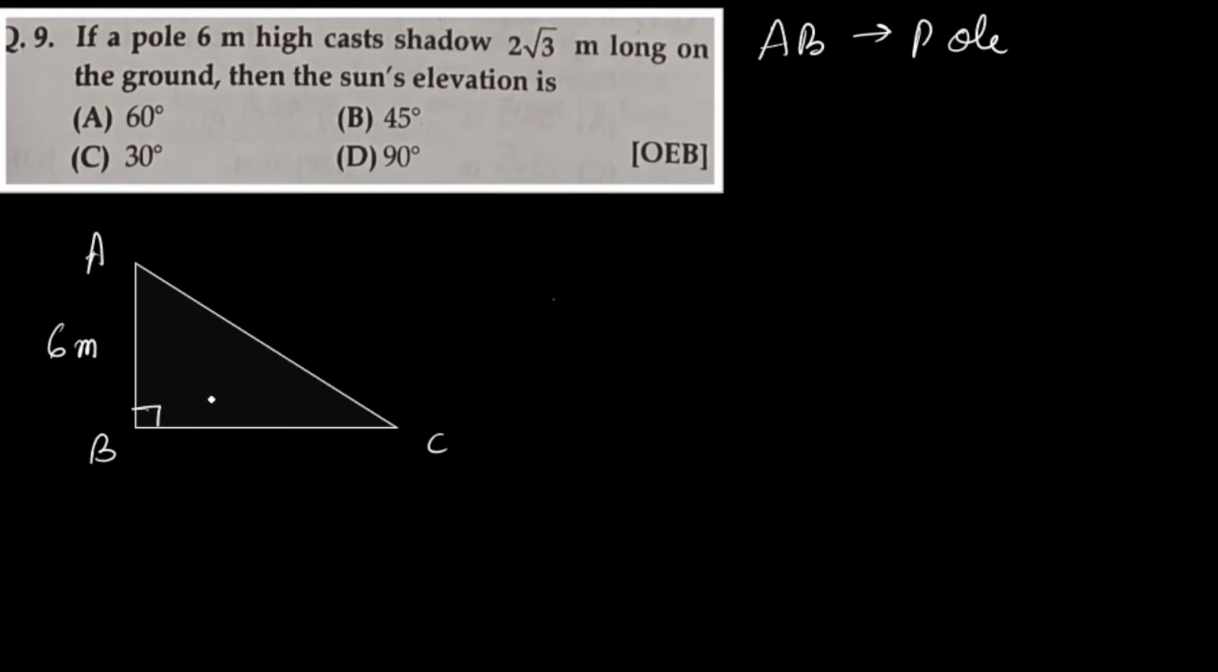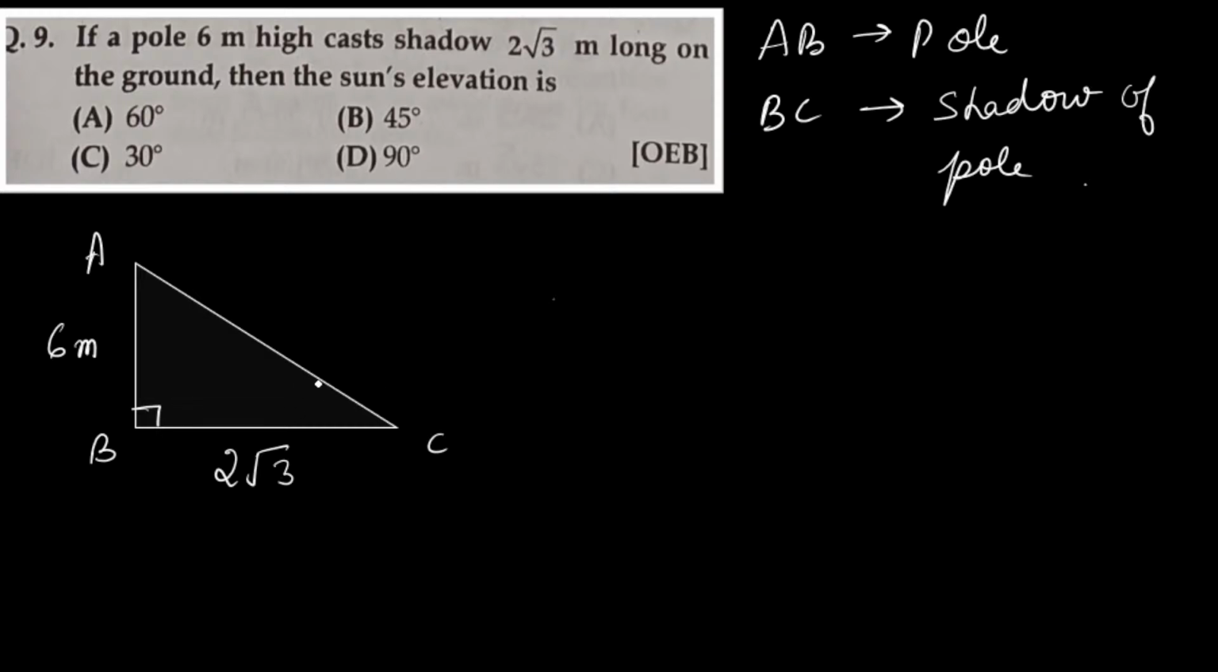If a pole 6 meters high casts a shadow of 2 root 3 meters. A shadow will always be cast on the ground. You might have seen, if you are walking, your shadow will be on the ground. So that means BC is what? BC is the shadow of the pole. So the length of BC is also given to us. It's 2 root 3. The sun's elevation, that means again you have to find the angle here. The angle of elevation we have to find.